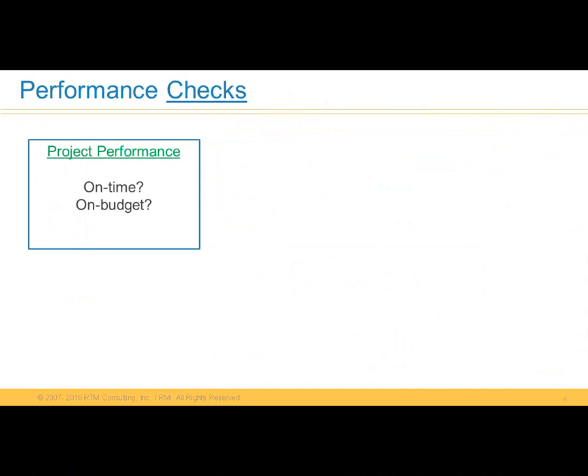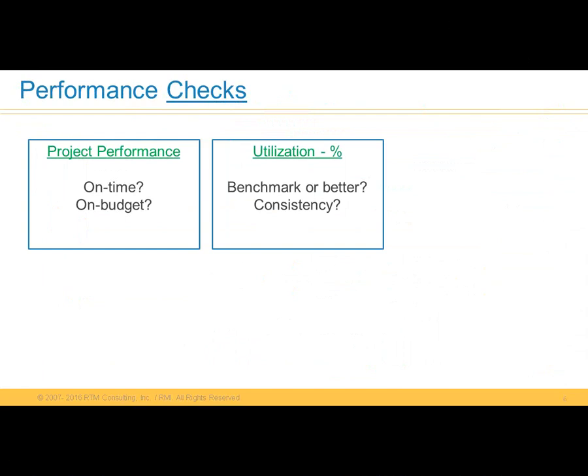So, first performance check: how are you doing on time and on budget performance for your projects? If you're running something greater than 3 or 4 or 5%, then there's probably a reason why that's happening, and is it related to resource management? We'll let you determine that.